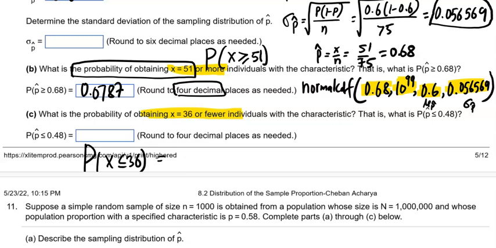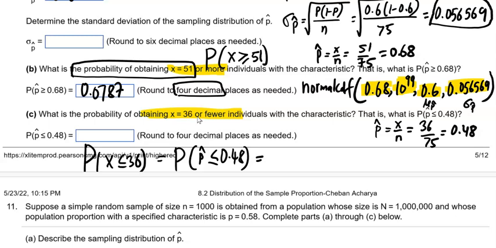This is the same as saying p hat less than or equal to 0.48, because p hat equals x over n. If you want to change 36 into the proportion, you do 36 divided by the sample size n, 75, which is going to be 0.48. Since you're looking for the probability, we use the normal CDF function as we did before. Since this is less than, this must be the upper bound, and the lower bound is going to be negative 10 to the power 99, comma 0.48. That's the upper bound because of less than.